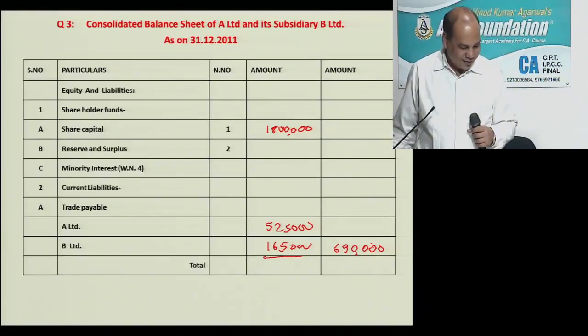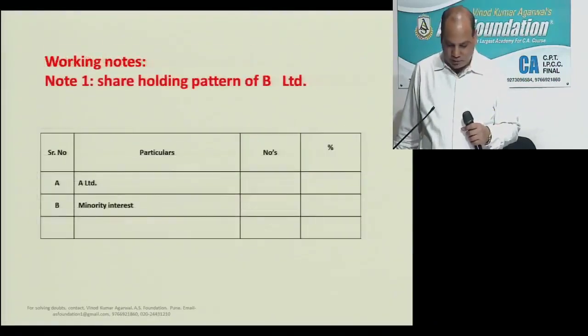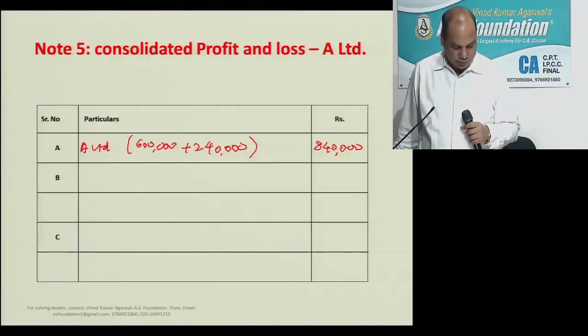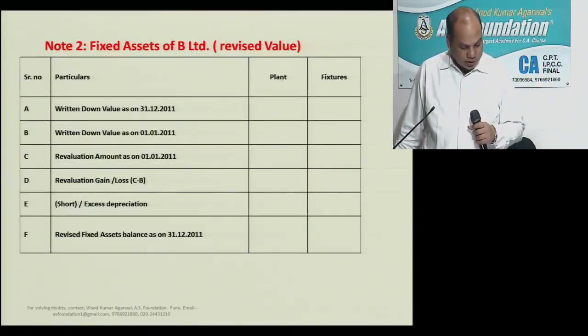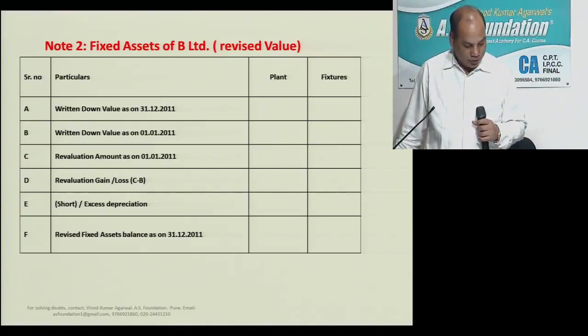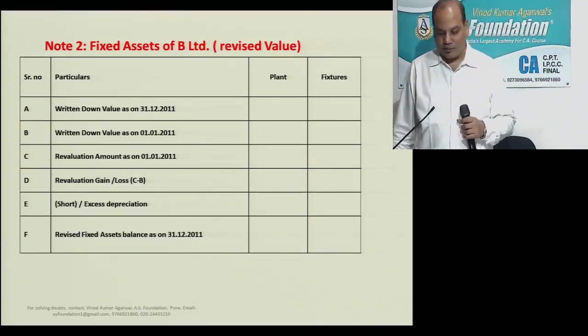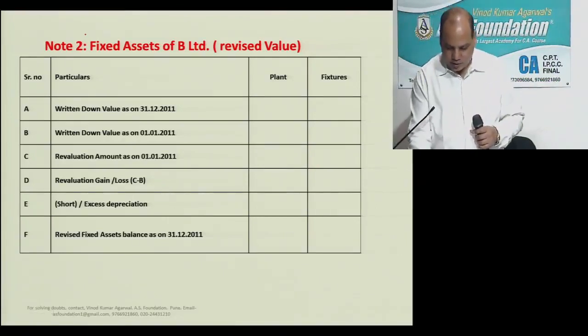6,90,000. Okay, point number 1: plant of B was revalued at rupees 8,10,000 on 1/1/11 and fixture at rupees 75,000, and trade investment were deemed to be valueless. Then it says there was no purchase and sale of this asset during the year. Depreciation is 10% on plant, 5% on fixture. So now we will first complete this WN6. Is it WN6 in your book?